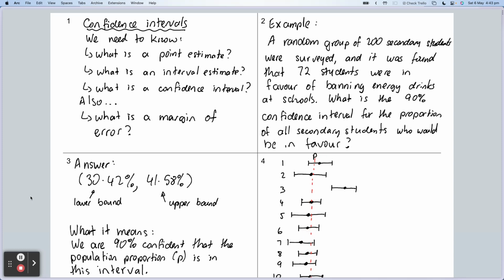Out of the 10 samples, in one of them the population parameter is not in the interval at all. And for the other 9, it is. So that's where the 90% confidence comes from.